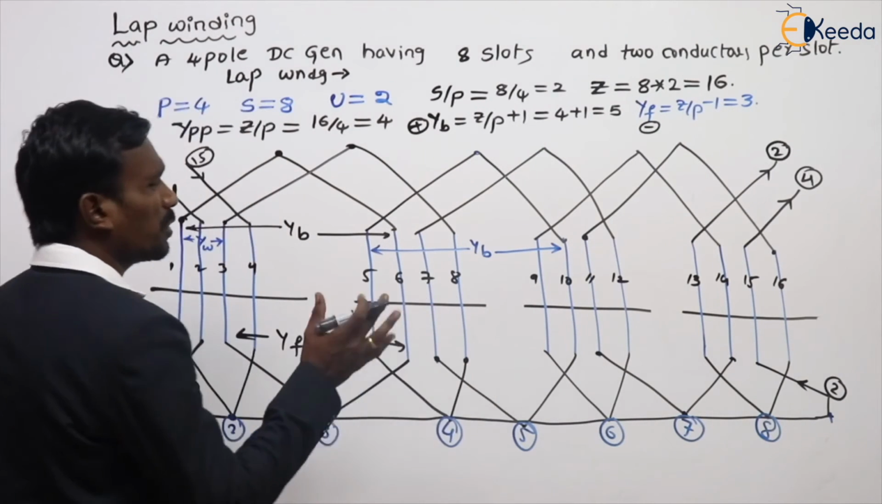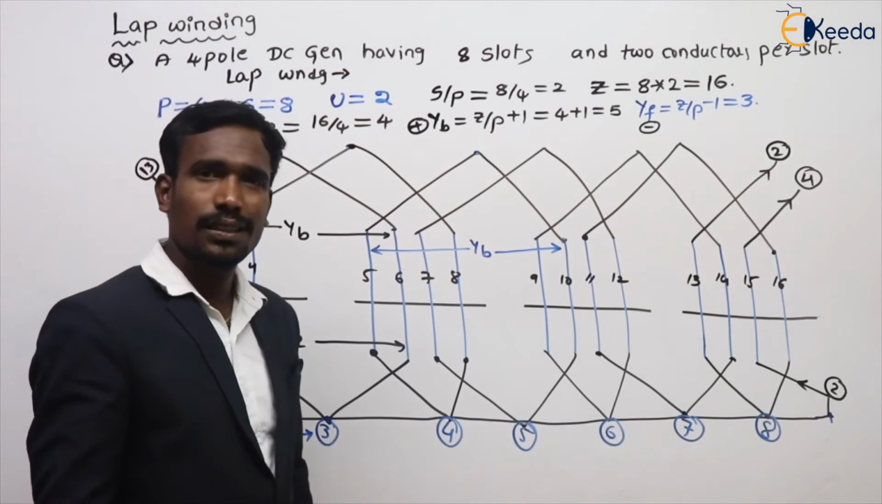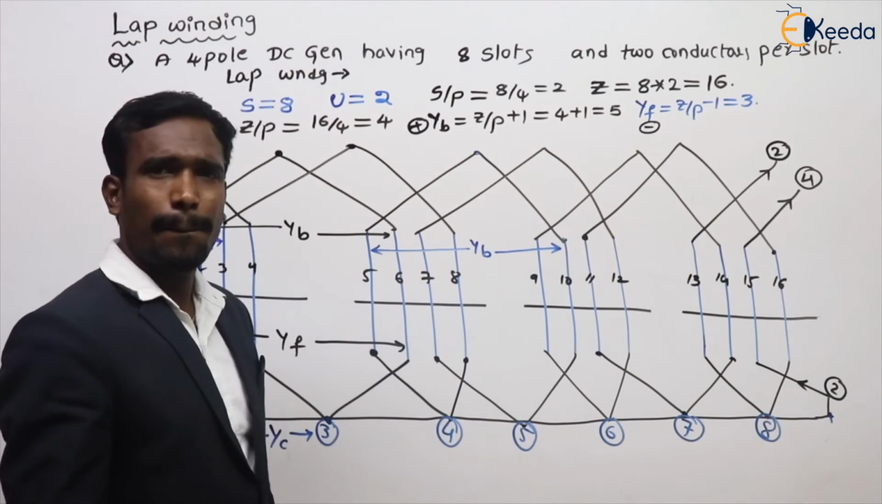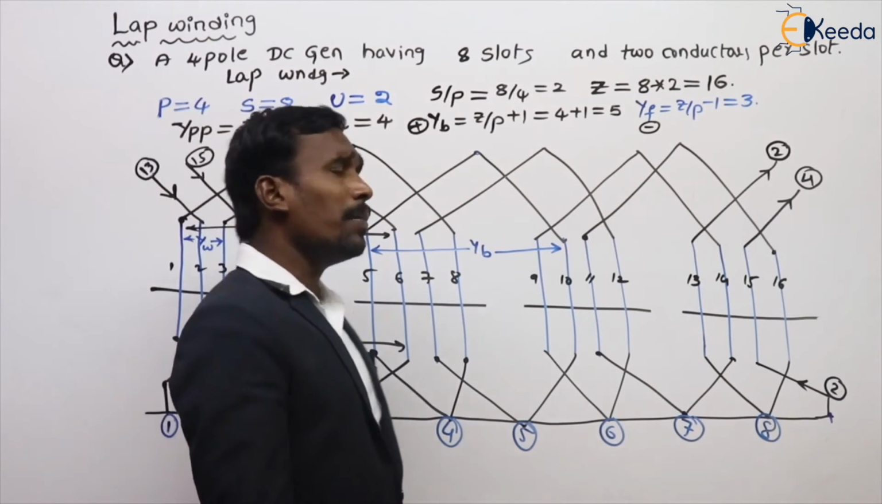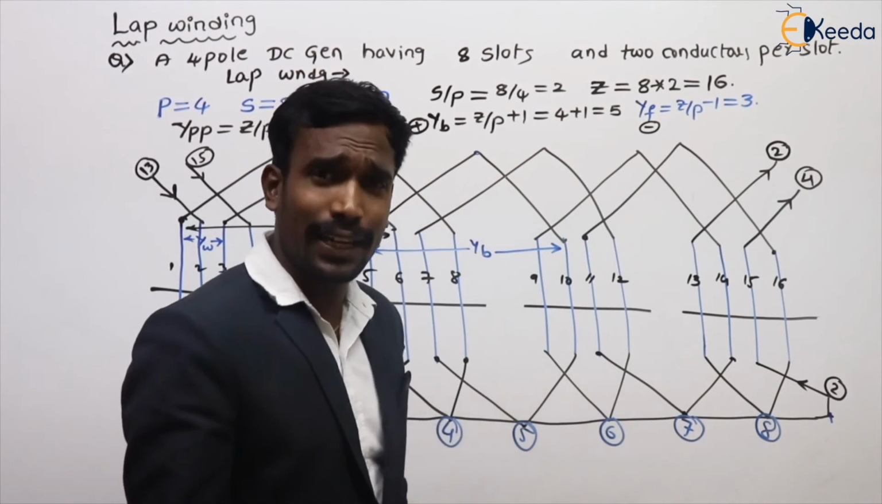This is completely what my lap winding is. And now see here, how many commutator segments are there?